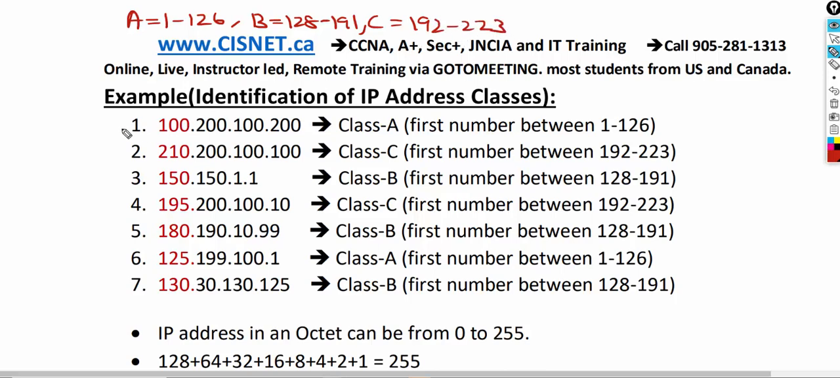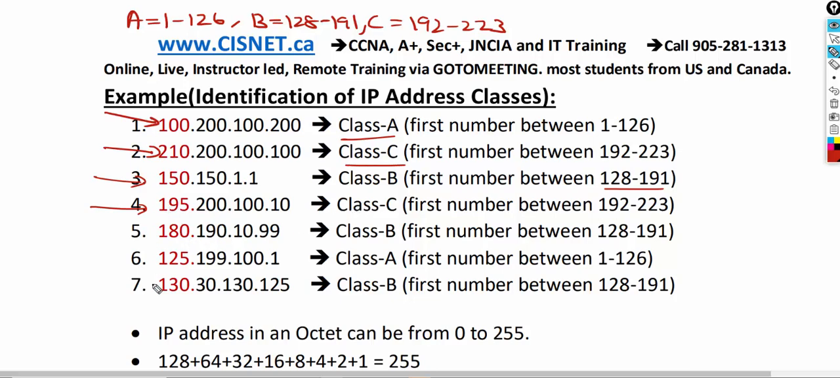Okay. So look at the 100. 100 is between 1 to 126, so it's a class A. 210 is between 192 to 223, so it's class C. 150 is a class B because it is between these two numbers. Just see, I'm writing here. I'm not looking at the number. So when somebody gives an IP address, by looking at the first number, you should be able to tell what class that one is. Okay.